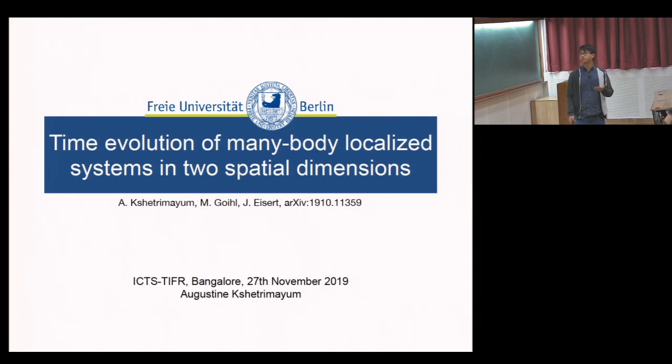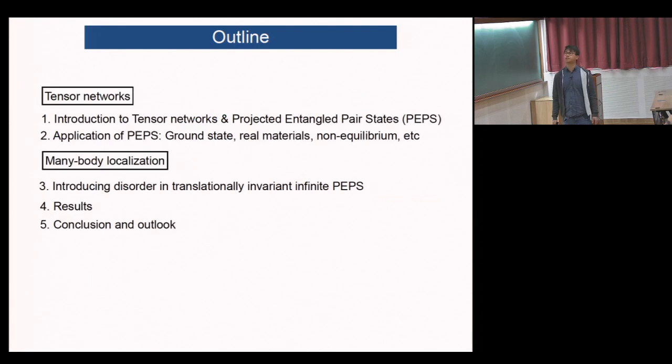So this is going to be the outline of my talk. I would like to start by giving some basic introduction to tensor networks and projected entangled pair states. These are the two-dimensional ansatz of tensor networks. In the previous talks, you heard about matrix product states and so on. These are tensor networks for 1D. But now I want to talk about tensor networks in 2D, which we call PEPS.